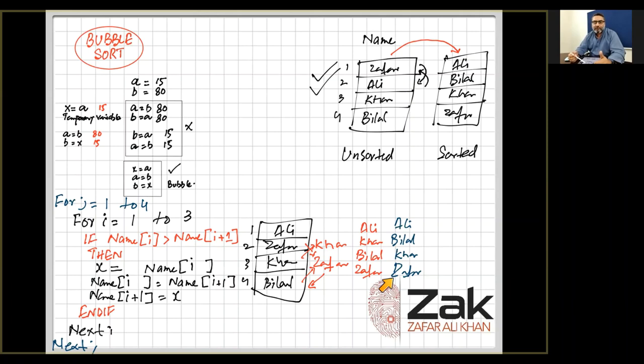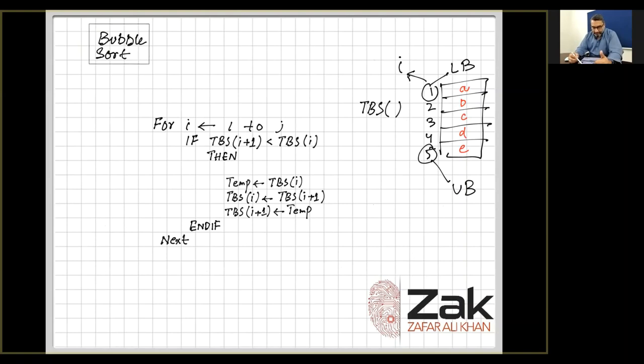Now let's revise it. The first thing I told you is about the array. Let's say this is an array whose name is to be sorted, TBS, which has got 5 values. The lower bound is 1, the upper bound is 5. Now we will represent this subscript or index with I in this loop. We are sorting an array of character data type with values A, B, C, D, E. It is already sorted, so from my perspective, none of the values in this array will ever be exchanged.